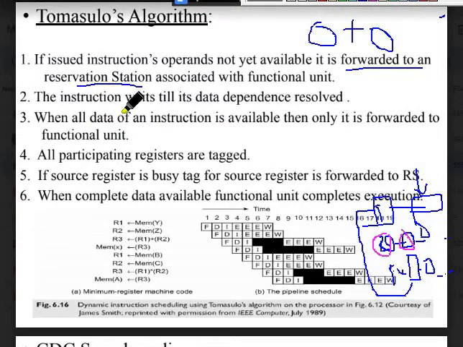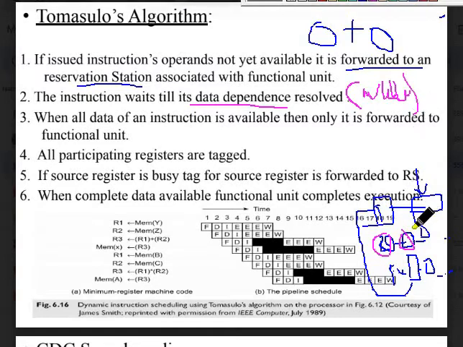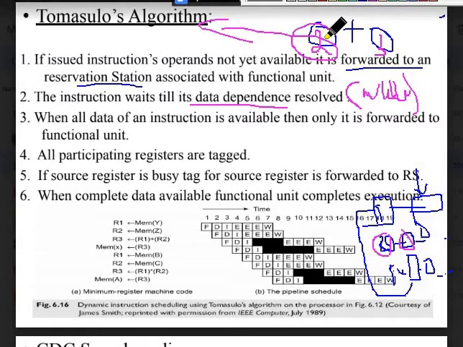Next, the instruction waits till its data dependency is resolved. Resolved means that where the data was engaged, it should be made free and available for present execution. Say we wanted to execute 2 plus 3. Assume 2 is busy with some other work. 3 is available, but 2 is not yet available. So we cannot finish the work 2 plus 3 unless the value 2 is also available. If the data is not available, that means data dependency. It is dependent on somebody else. So till that data dependency is resolved, wait.